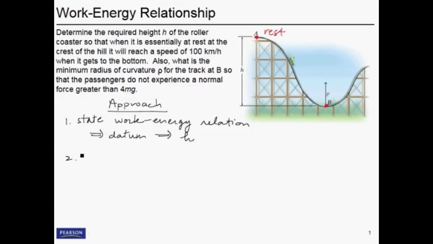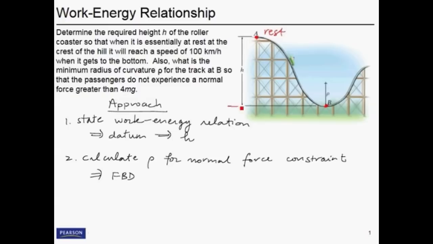And then in step 2, we have to calculate rho for the normal force constraint. This is actually going to be the kinetics part of the problem that's going to involve a free body diagram, as you're going to see. Now, before I go on to step 1, let me give you some guidance on how to establish the datum that we were talking about before. It's sensible to establish the datum out here at point B. And then we can measure h relative to that.